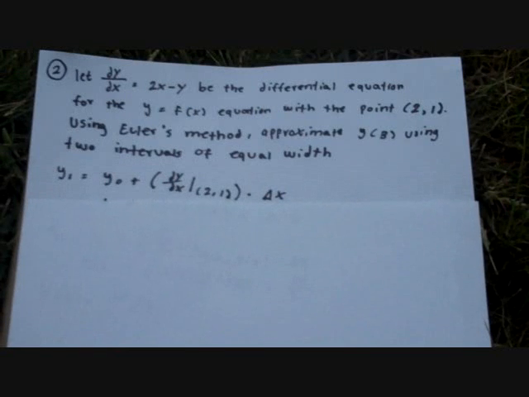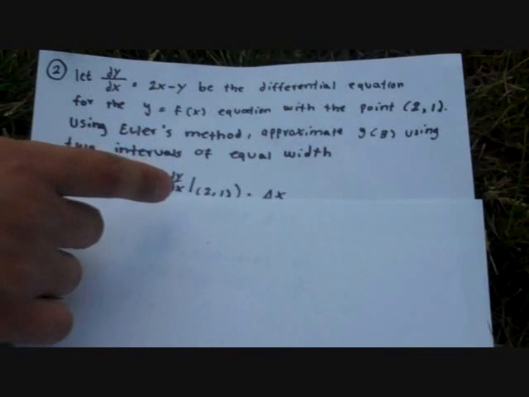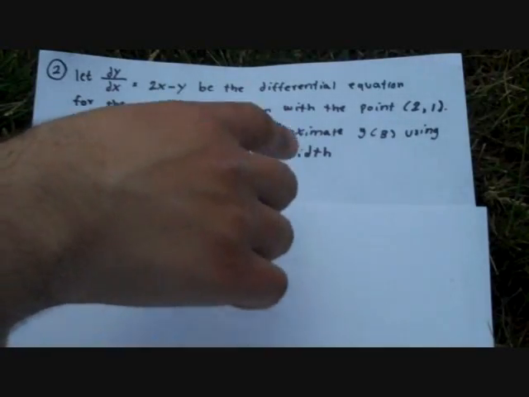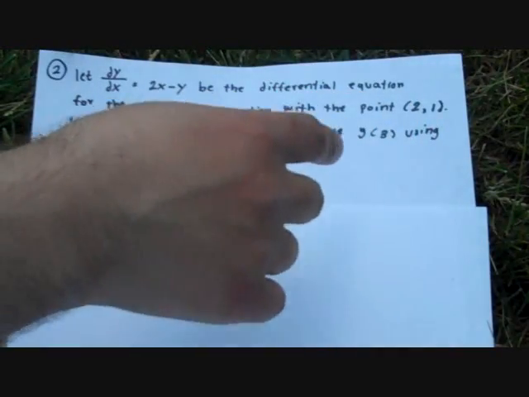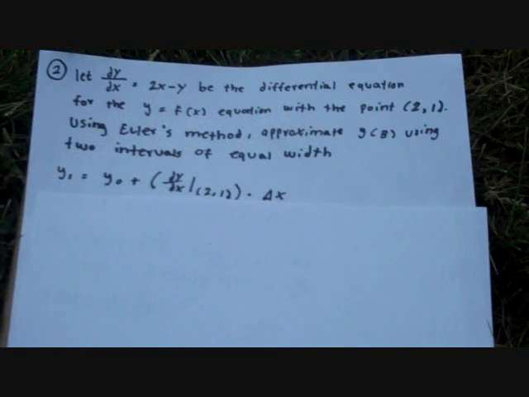Alright, so the first thing we want to do is find y of 1. So we're basically dividing the problem into two different parts. We're trying to find y of 1 right now, and the equation of that is y of 0 plus dy/dx with the point (2,1) times delta x, which in this specific question is 0.5. So now plugging in all the numbers, we get 1 plus 3 times 1/2, which gives you 5/2. That's the first part of the problem.